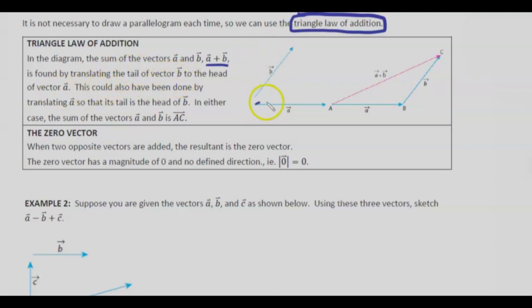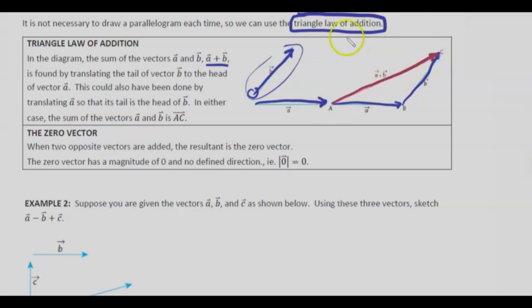Okay, so they have vector A here, vector B here. So they just picked up B, they took the tail, they located it at the head of vector A. So now we have vector A and then vector B, like that. Okay, with this again being the resultant.